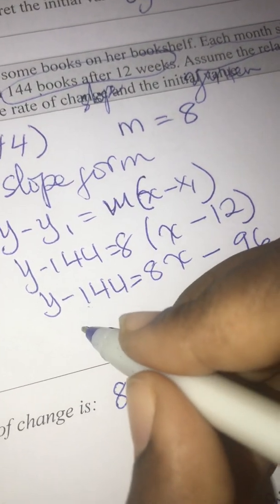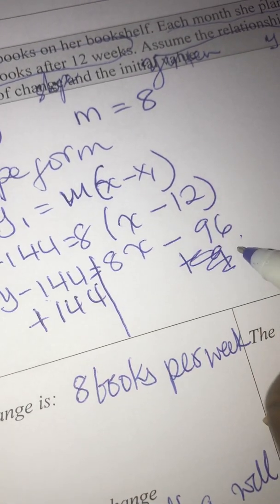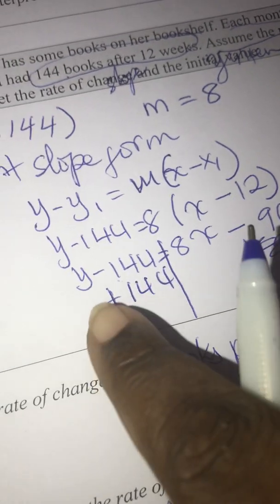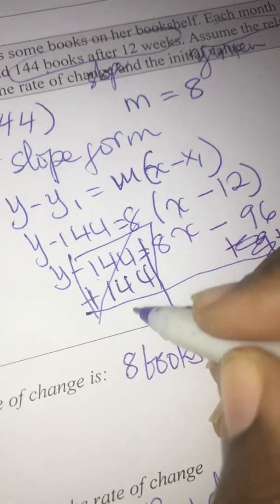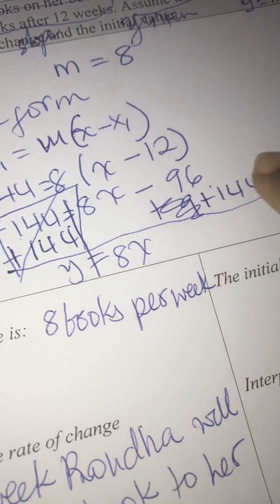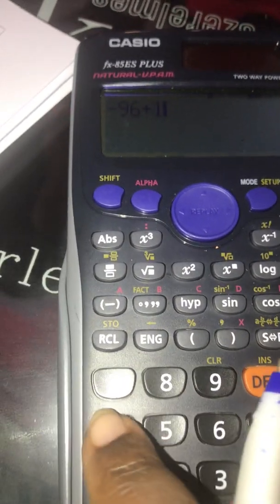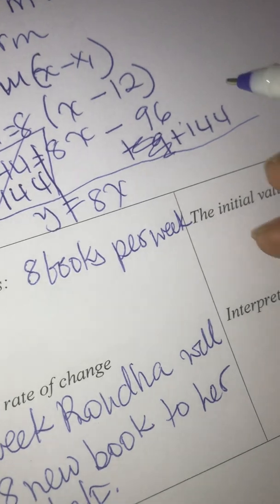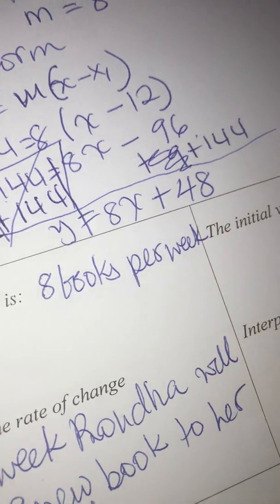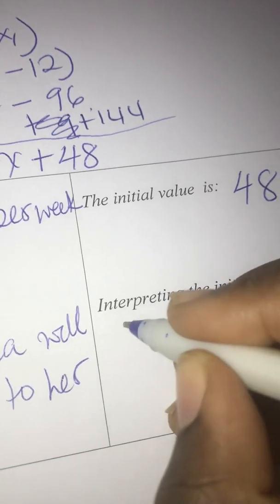Now I add 144 to both sides. Why? Because I want y by itself. This goes away. y equals 8x, negative 96 plus 144 should be 48. Negative 96 plus 144, 48. You see? I can subtract even without the calculator. So positive 48. The initial value is 48. What does this mean?